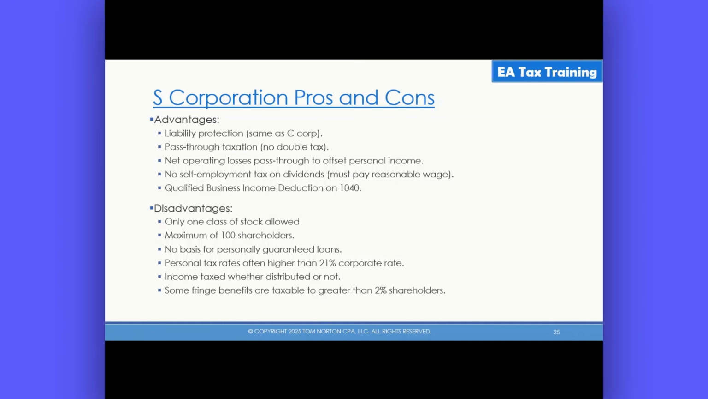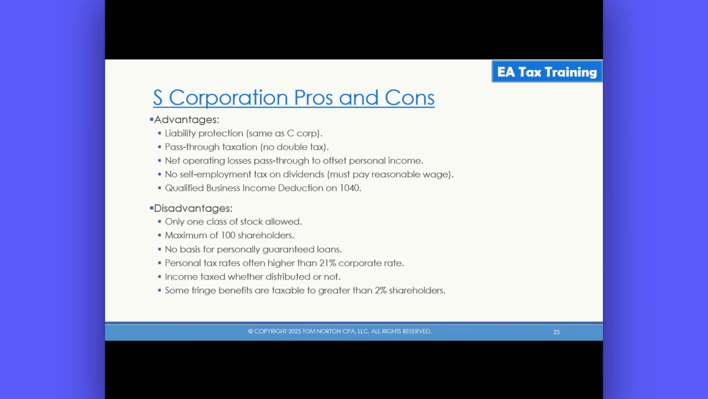Net operating losses pass through to the shareholders to offset their other income. There is no self-employment tax on those dividends. However, you do have to pay a reasonable wage if the shareholder works in the business. So we'll talk about that again in the S Corp video. And the shareholders, if they're individuals, do get the qualified business income deduction on their Form 1040.